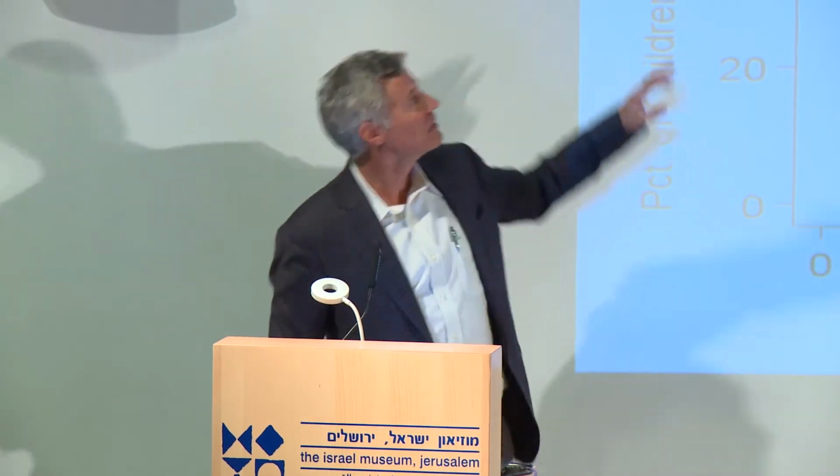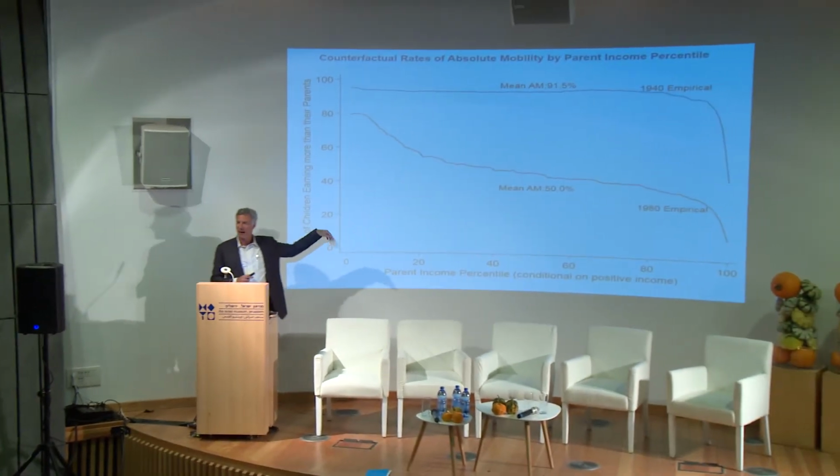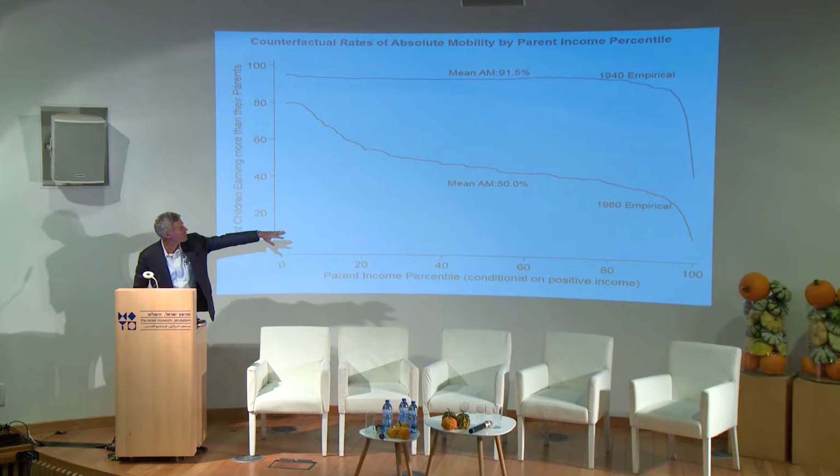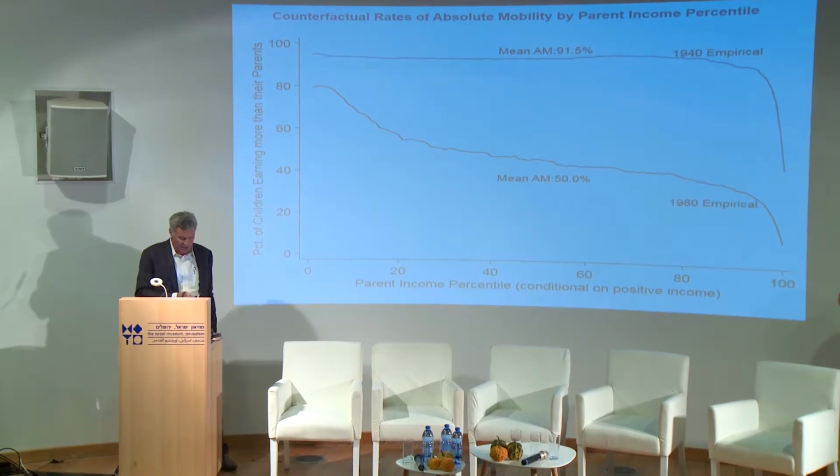First is higher growth. They say, let's suppose that we grew at 2.5% since 1940 instead of 1.5%. And alternatively, they say, let's suppose that we actually grew at 1.5%, but the distribution of GDP is the same today as it was back in 1940, or for the 1940 cohort. So this just shows you what I showed you earlier on. These are the actual absolute mobility rates by percentile for the 1980 cohort in the bottom and the 1940 cohort in the top, and the average was 50% versus 92%.